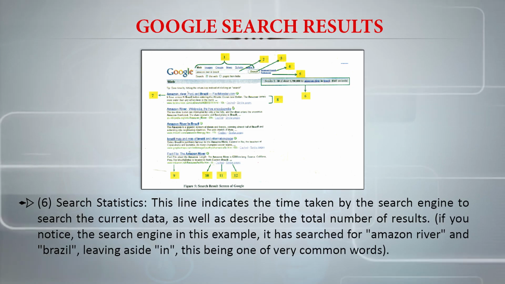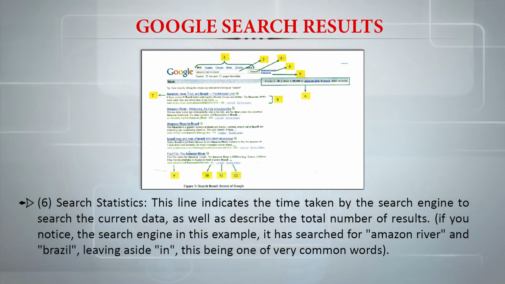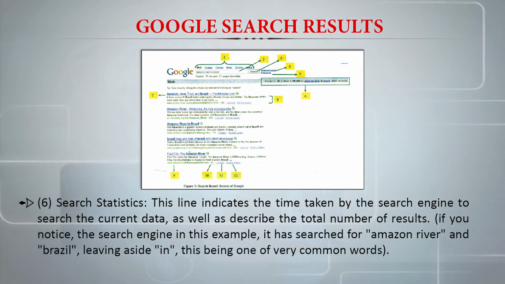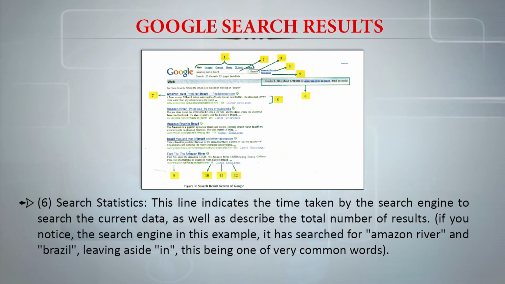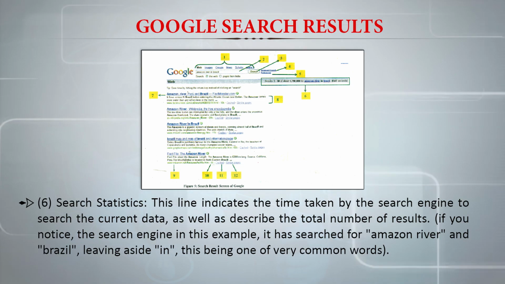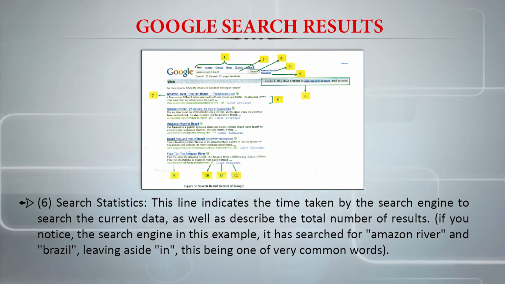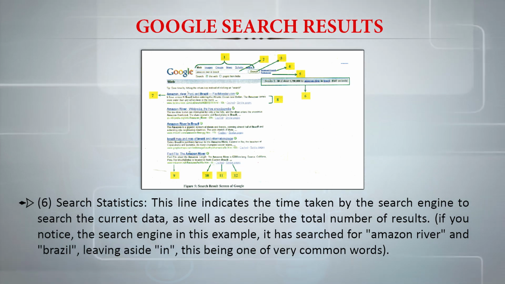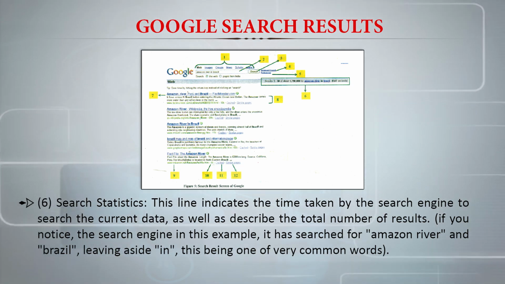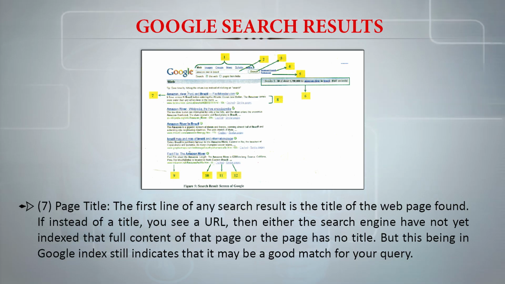Basically, it indicates the time taken by the search engine to search the current data as well as describe the total number of results. If we notice, the search engine in this example has searched for Amazon River and Brazil, living aside in, this being one of the very common words. And let us see the page title portion.